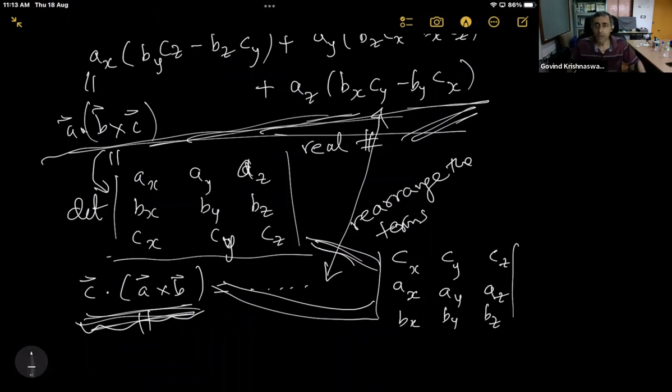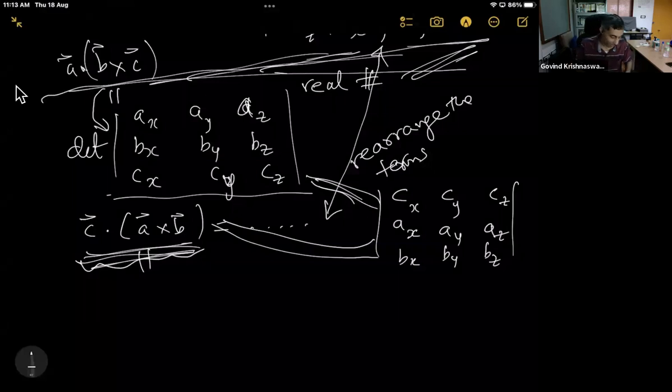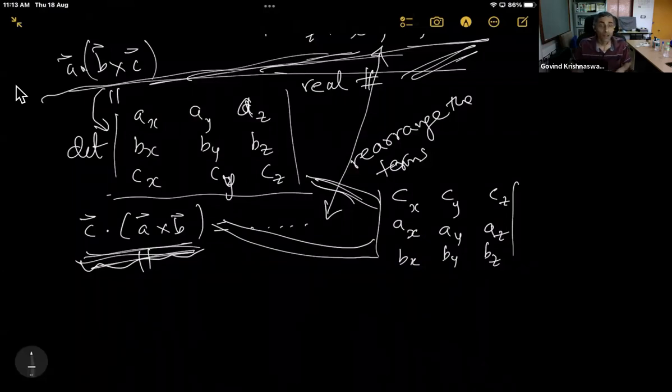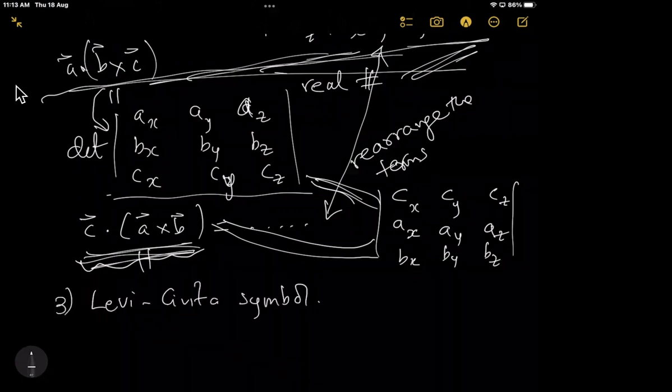All right. Any further question about this little problem? If not, let us go to the next one. The third one is about the Levi-Civita symbol.